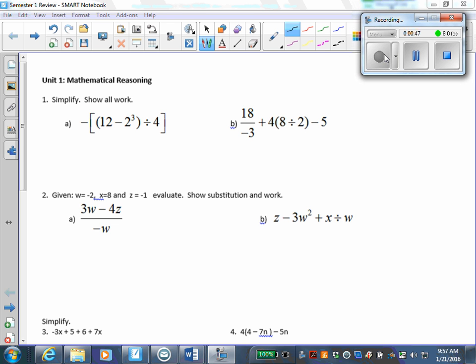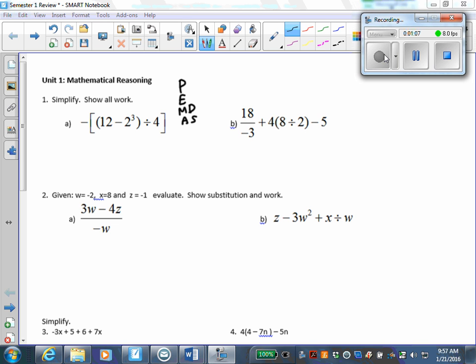So Unit 1, Mathematical Reasoning, number 1, Simplify, Show All Work. So we're going to do order of operations, which PEMDAS is a good way to remember that usually. So P, E, M, D are on the same level, and then A, S. So parentheses, or any grouping symbols, then exponents, then multiply and divide, then add and subtract from left to right.